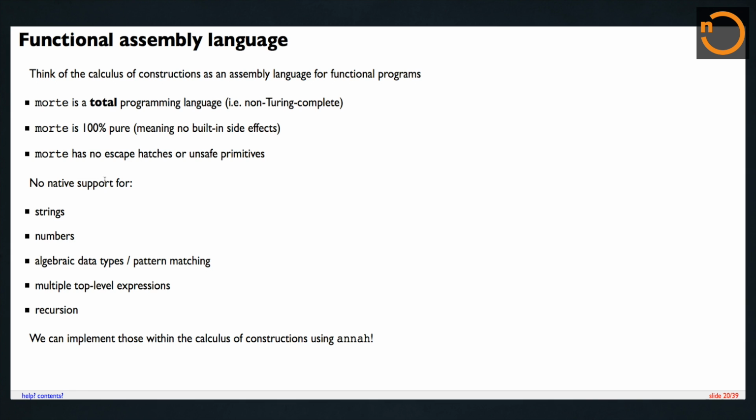And like I mentioned before, no support for strings, numbers, data types, or pattern matching. You can't even have multiple top-level expressions. All Morte programs are just one big, giant expression. You can't even have recursion. But it turns out that you actually can translate all those features into Morte anyway. There are several papers that explain how to do that, which are fantastic. And so Annah's job is to take those higher-level concepts and translate them down to this core calculus.